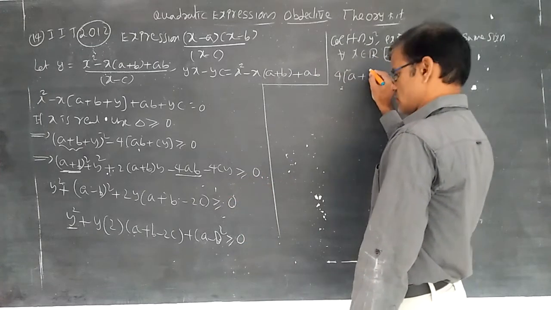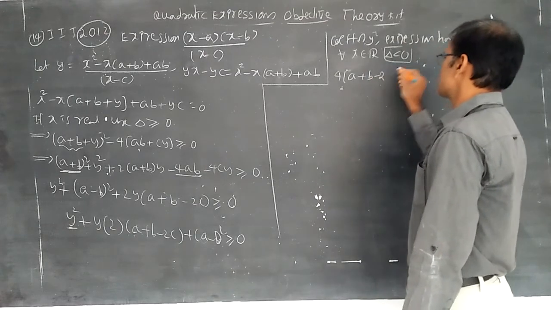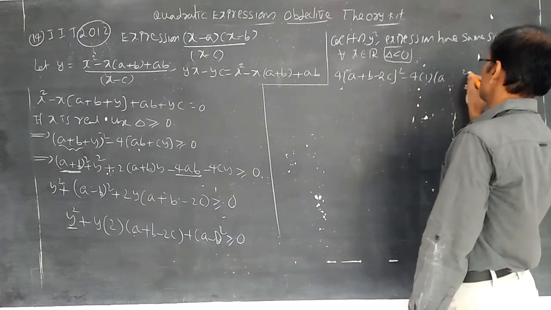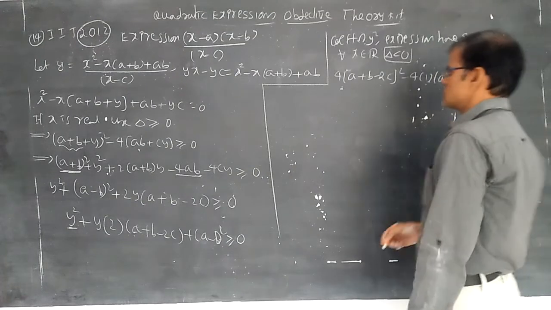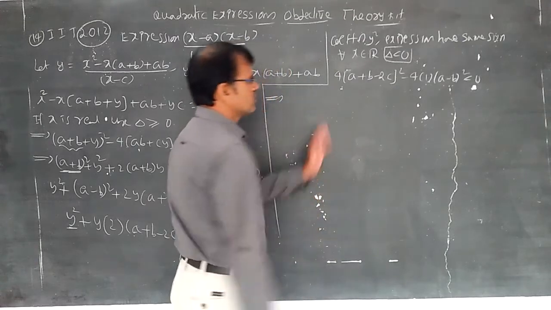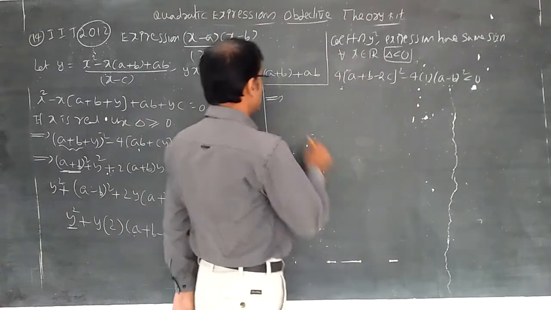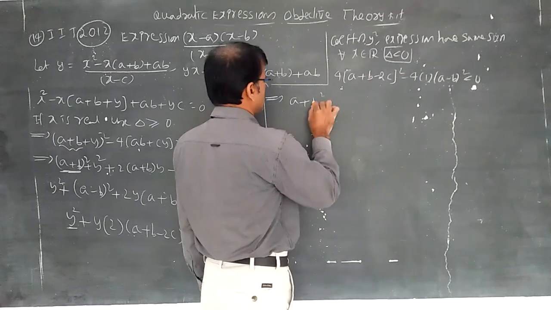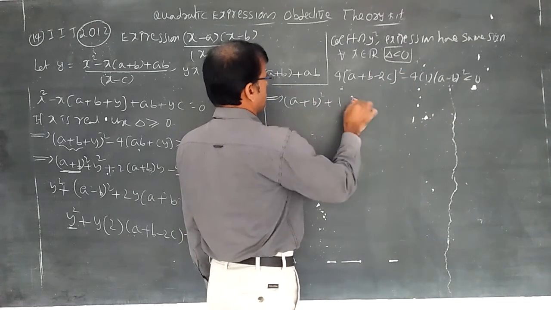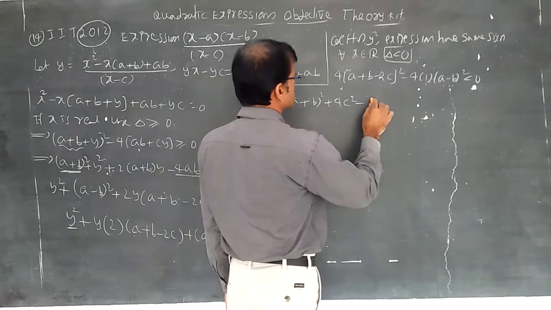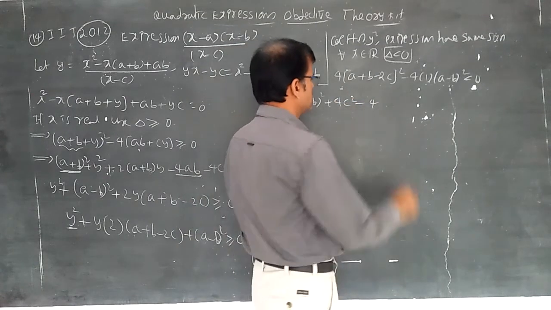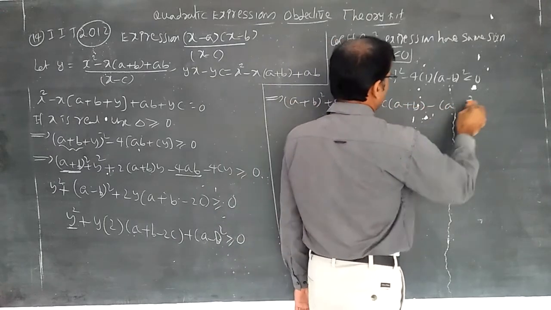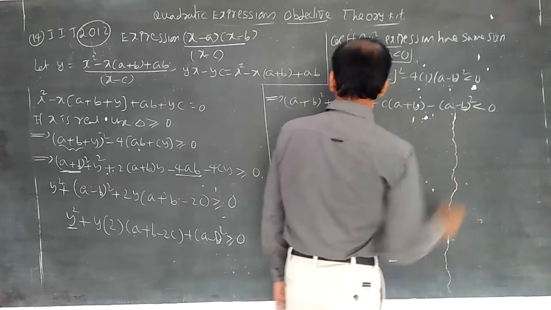4 into (a plus b minus 2c) whole square minus 4 into 1 into (a minus b) whole square is less than 0. Divide with 4. It becomes (a plus b) whole square plus 4c square minus 2 into 2c into (a plus b), so 4c into (a plus b), minus (a minus b) whole square, is less than 0.